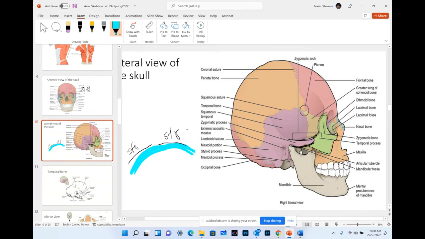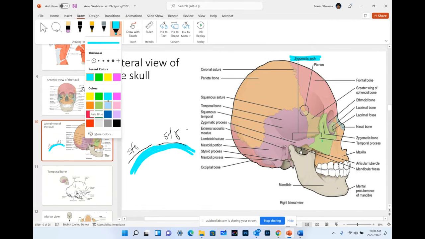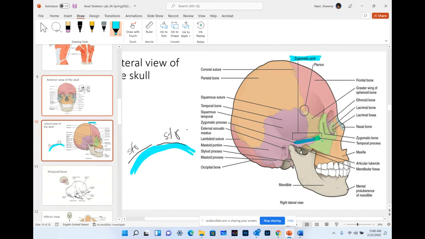So this right here, as you can see, this is zygomatic arch. That is made by two bones, by temporal as well as zygomatic bone. The two bones make the arch together. Okay? So this right here, and I'm going to color it. This right here is the arch. What is it made up of? It is made up of two bones, because I'm coloring in pink and green both. So this is zygomatic arch.